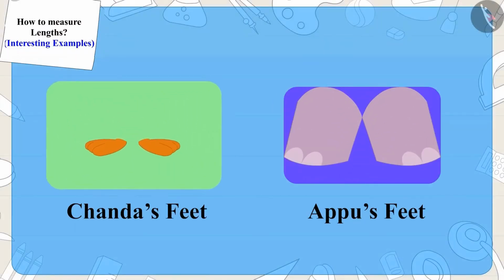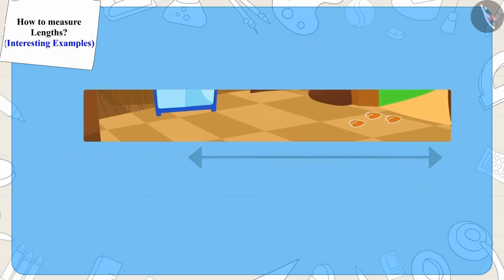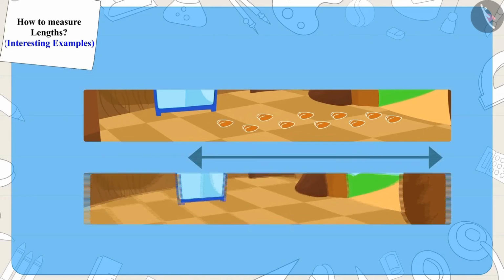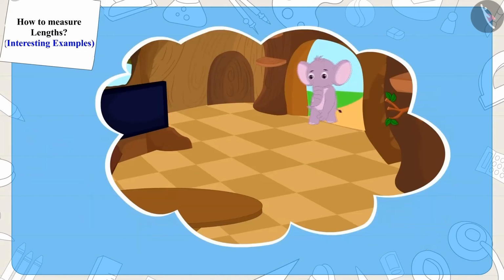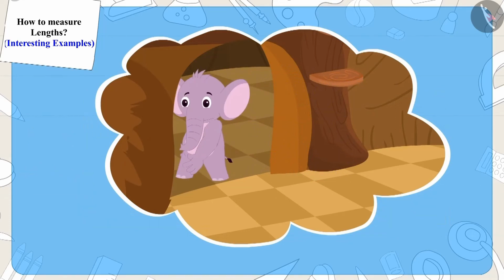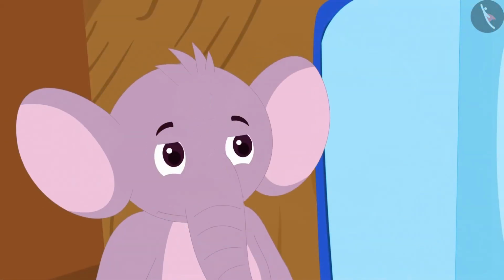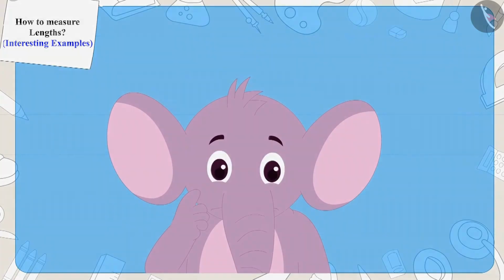Actually, Chanda's feet are too small and Appu's feet are too big. This is the reason why the distance measured by Chanda's 10 steps and Appu's 10 steps are not the same. So, when Appu walked 10 steps straight from the door, he reached the other room. Appu understood Chanda's mistake. But how can we correct this mistake? Let us see what Appu says to Chanda.